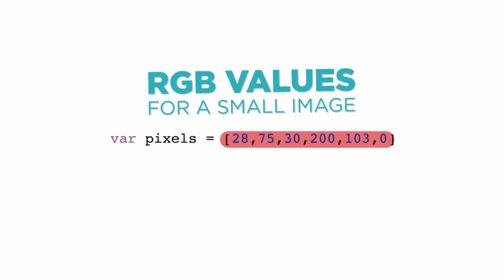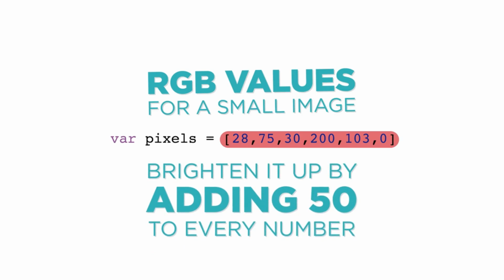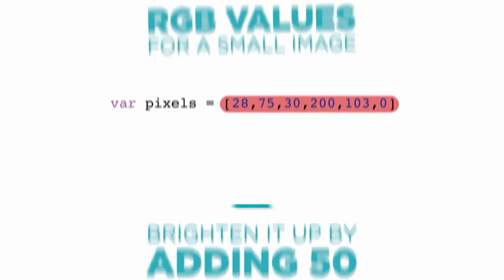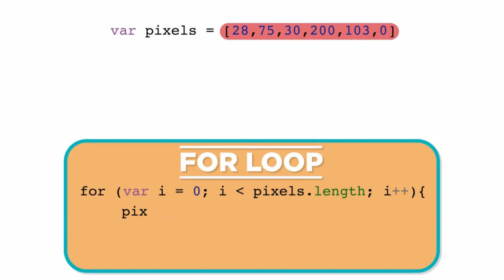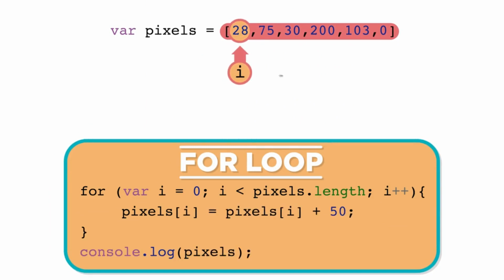Let's look at an example of using a for loop to go through every item in a list and doing something with each item. Here we have a list of red, green, and blue values for a very small image. We could brighten it up by adding 50 to every number in the list. In each iteration of the loop, we are getting the current value stored in the pixel list at index i, adding 50 to that number, and then updating the value at that same slot in the list to the new value.